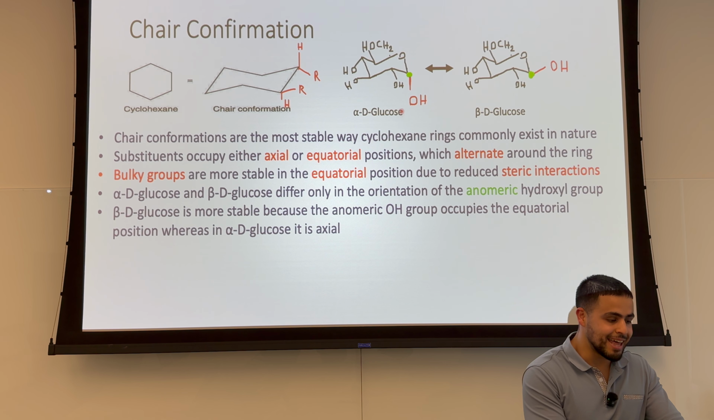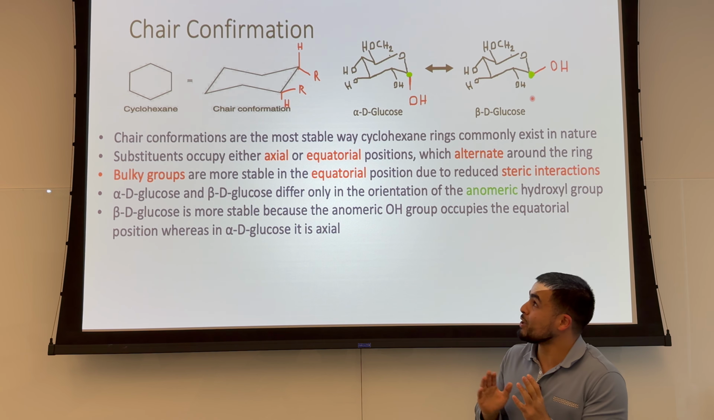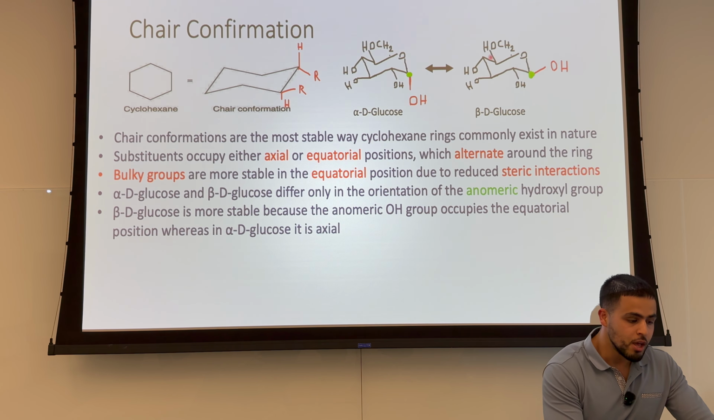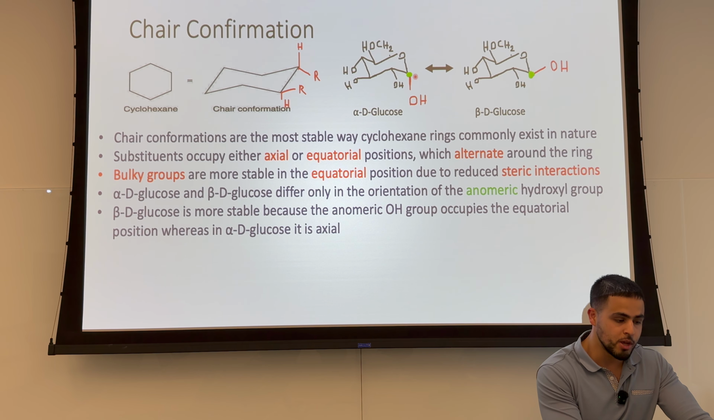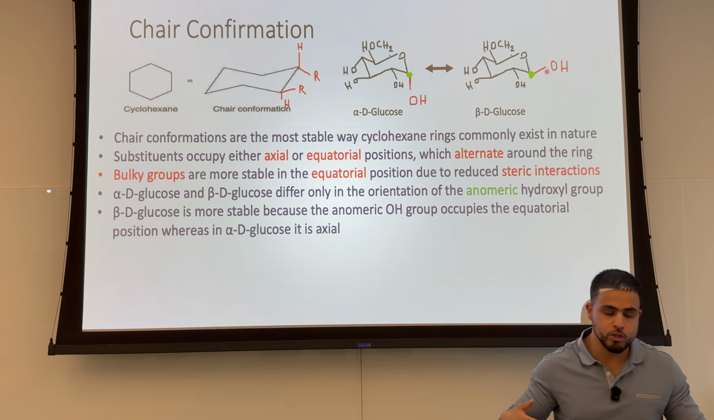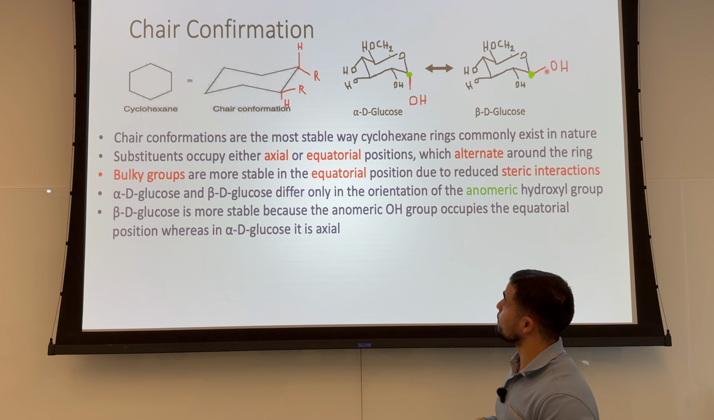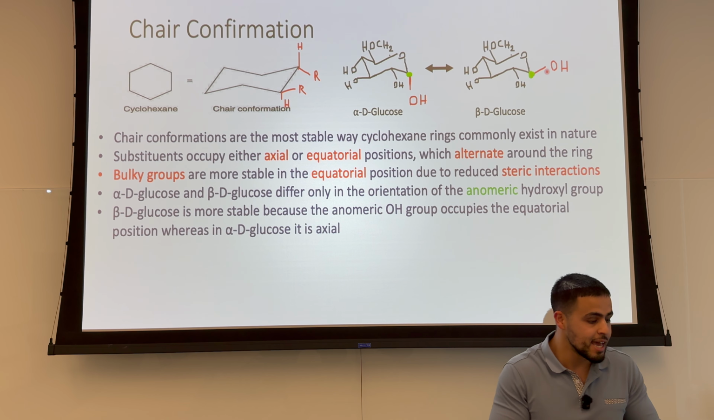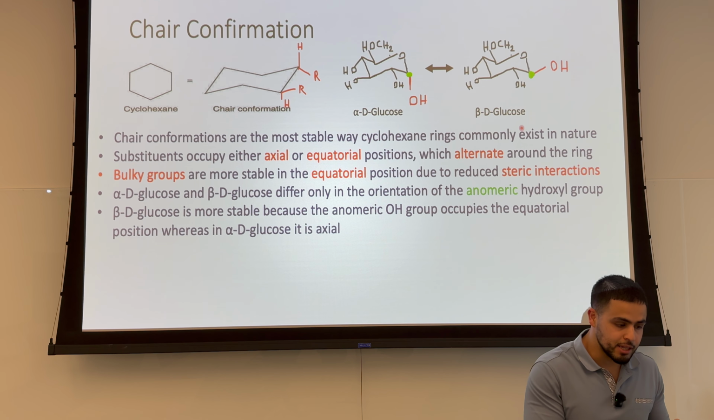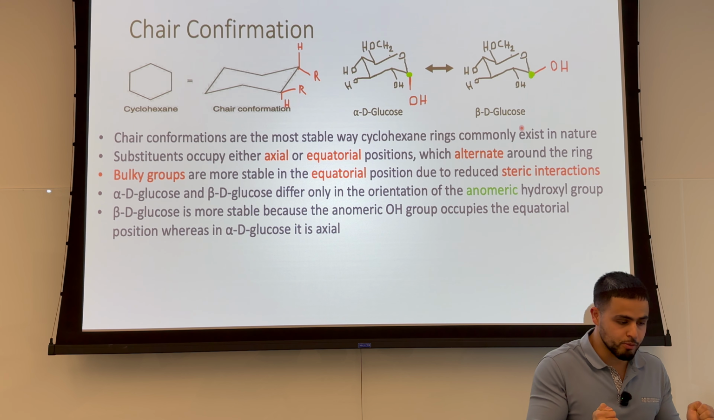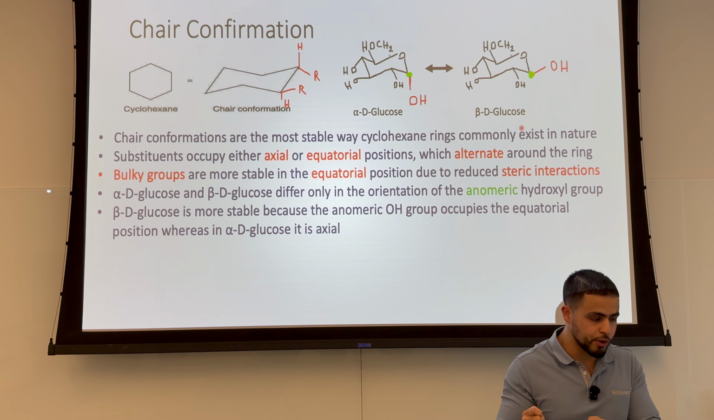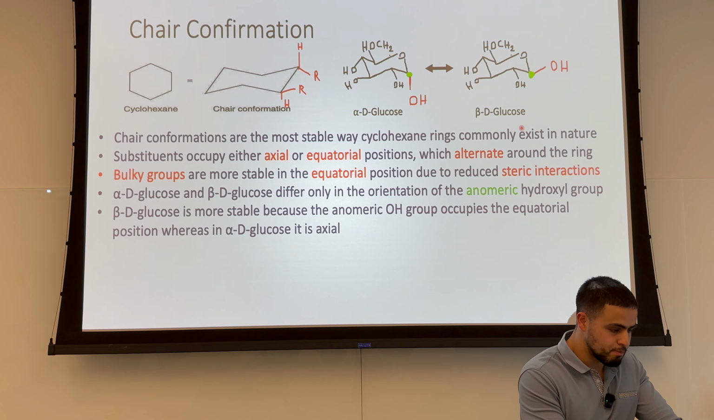Well, let's take a look at D-glucose in this case and in this case. What's the difference? They're pretty much identical. The only difference is this carbon right here, which we call the anomeric carbon. This anomeric carbon can either have the hydroxyl group in the axial position or the equatorial position. If it's in the equatorial position, we call it the beta-D-glucose molecule. If it's in the axial, we call it the alpha-D-glucose molecule. Now, the beta-D-glucose is going to be more stable, right? Because the bulky hydroxyl group relative to the hydrogen atom is in the equatorial position rather than the axial position.